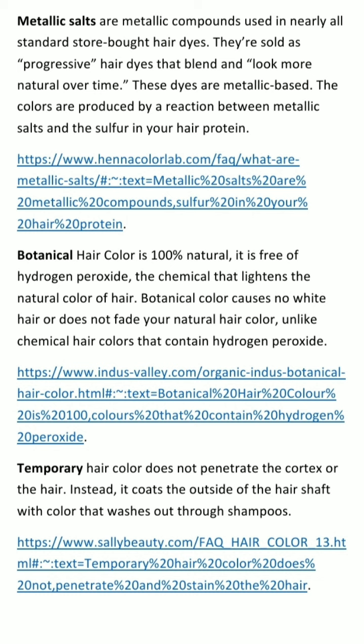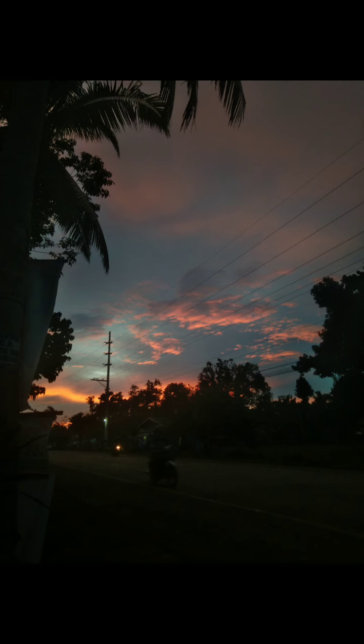So, the last but not the least is ang mga temporary jud. The temporary hair color does not penetrate the cortex of the hair. Instead, it coats the outside of the hair shaft with color that washes out through shampoos. So, matangtang na ni siya imong shampoohan. So, pang temporary ra jud siya. Pang talking stage, char. So, that's all for today's topic.